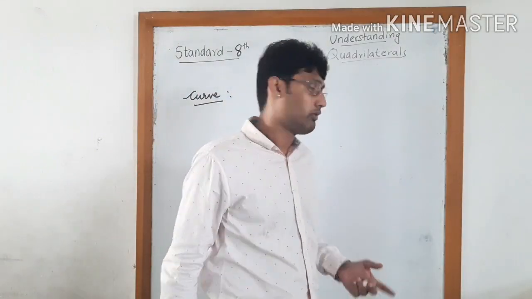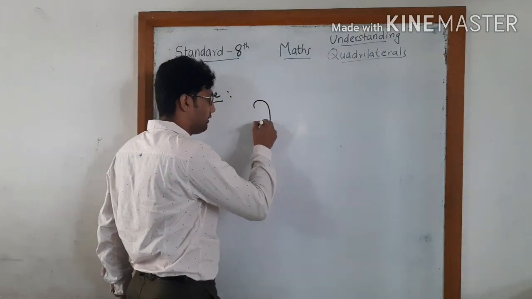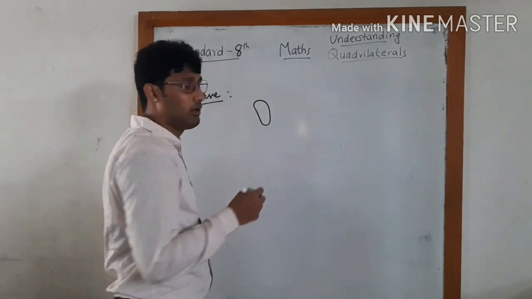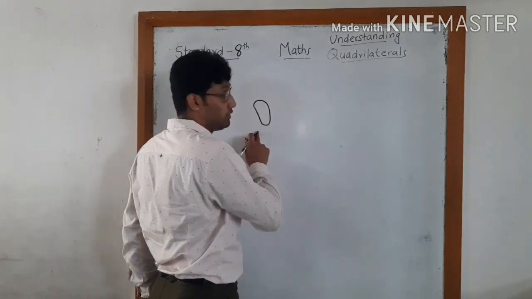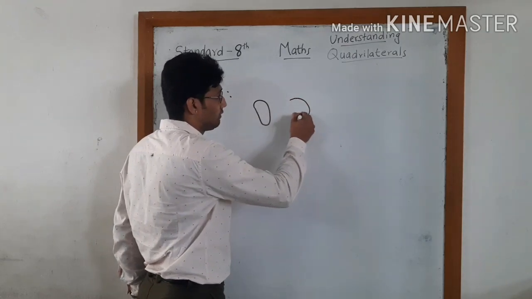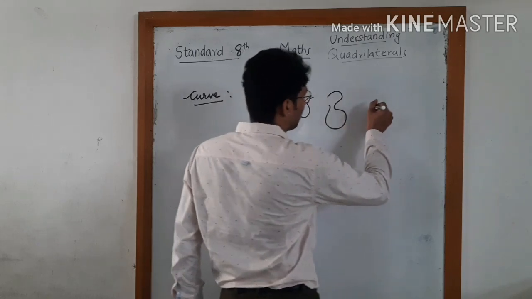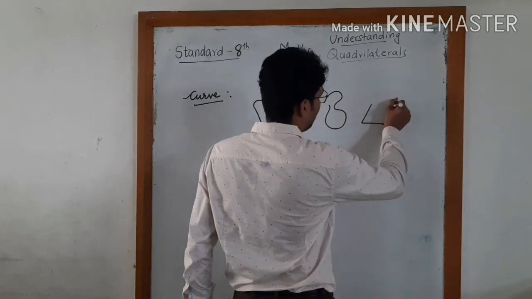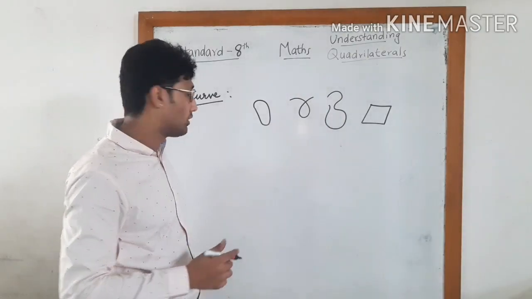Let's talk about curves. When you join different points of a plane without lifting your pen or pencil, you get a curve. So this is one curve, another curve, another curve, another curve. Let us talk about the different types of curves.